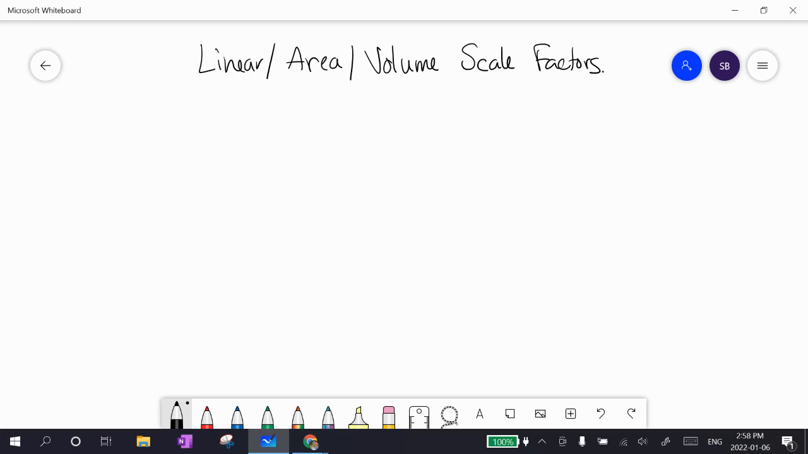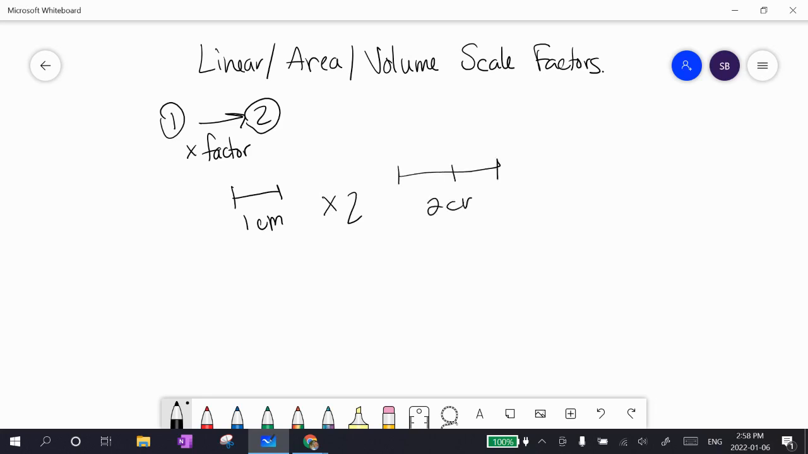For instance, if you had a small glass and it was similar to a big glass, you would know you need to multiply it by a number and you would get a bigger volume. So you're still comparing two things. The first thing to the second thing. You're going to multiply it by a factor to find the second. When we talk about linear, we're talking about a line. So just like before, if we have 1 centimeter and we have a scale factor of 2, then we're going to have 2 centimeters.